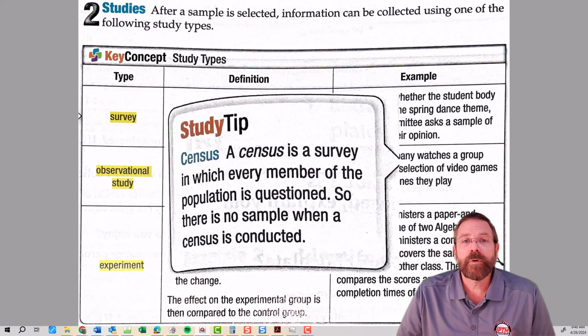And oops, I covered something up there. I'll have to fix that in the actual lesson.